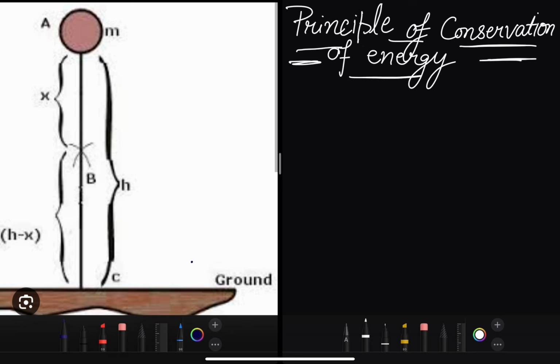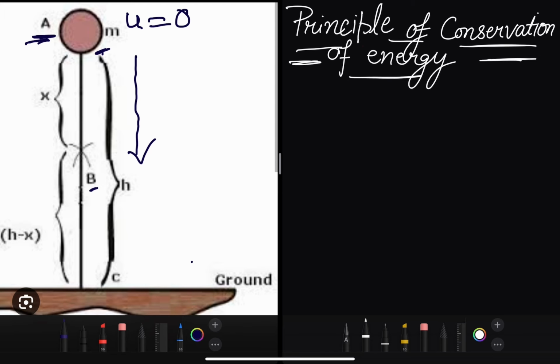Suppose at point A, the initial velocity. What does initial mean? Initial means the starting velocity. Now at point A, before falling, what will be the initial velocity of the ball? The initial velocity of the ball will be 0. When the ball comes down, it will acquire some velocity. From point A, it will reach which point? Point B.